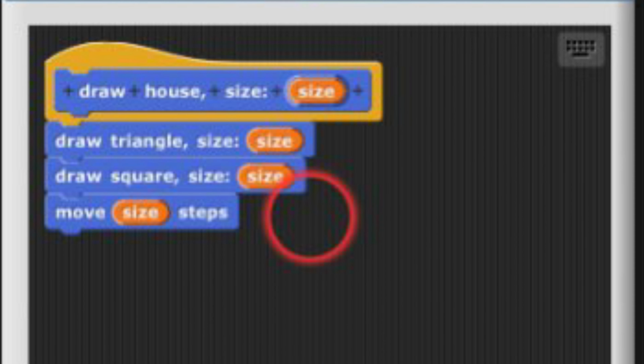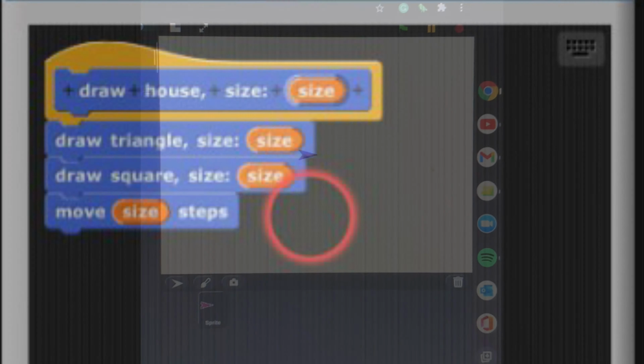The house block is a triangle and square block put together with the triangle drawn first and the square second. The last line of code in the house block has the sprite move X amount of steps to end up on the top left corner of the square. This line of code makes it easier to create side-by-side houses in the row of houses block. I will now demonstrate this code with the input being 100.